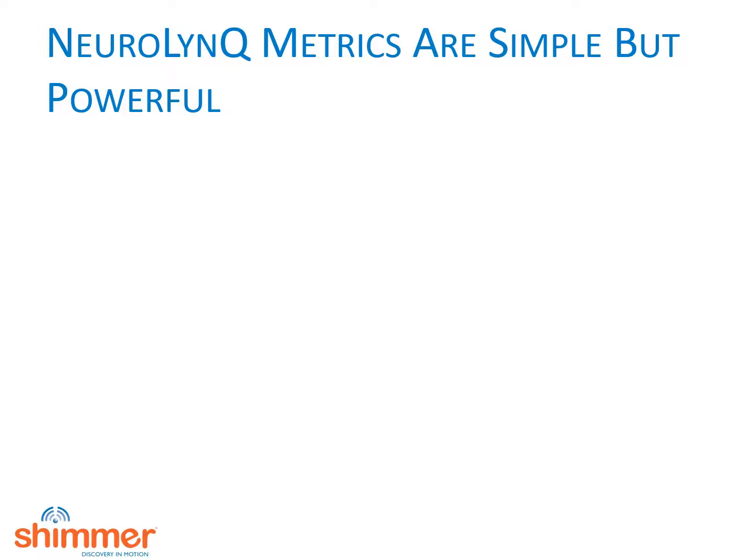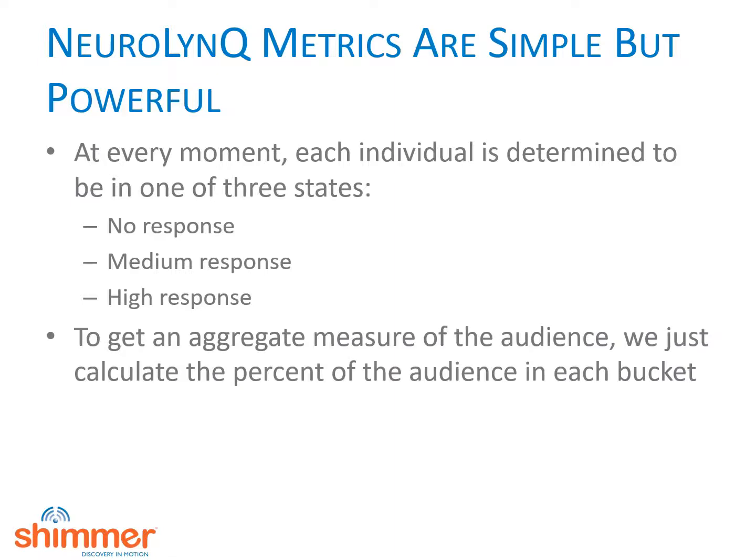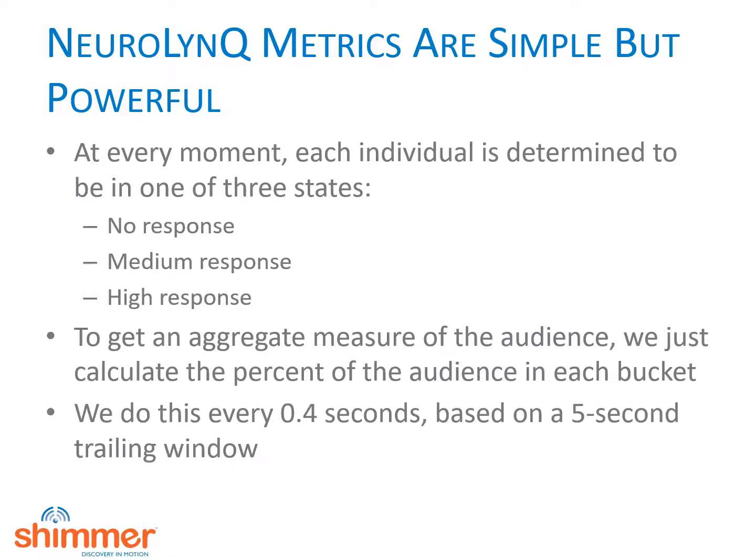NeuroLynQ metrics are actually quite simple, but they are surprisingly powerful. At the top level, our focus is on understanding the extent to which people are having a non-conscious, you might almost say visceral, response. We start by classifying each individual into one of three states: not responding, having a medium response, or having a high response. To get an aggregate measure of the audience, we just look at the percentage of the audience in each category. We go through this process every 0.4 seconds to get a moment-by-moment view of what is happening with the audience.